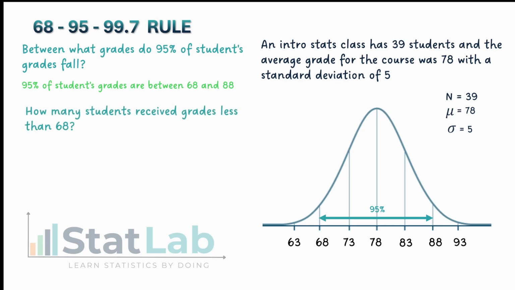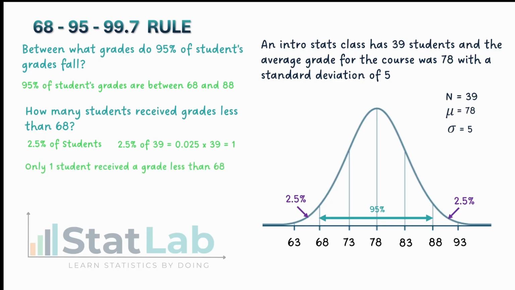Okay, how many students received grades less than 68? Now, you can see that 68 falls on that minus 2 deviation, and we've said that the middle there is 95, but we want less than that. And so if the middle's 95%, then the tail should represent 5%, but I only want one of those tails, so I want 2.5%. So that means that 2.5% of students received grades less than 68. But that's not what the question asked us. It asked us how many students. So we need to take 2.5% of 39, which gives us 1. So we know that only one student received a grade less than 68.